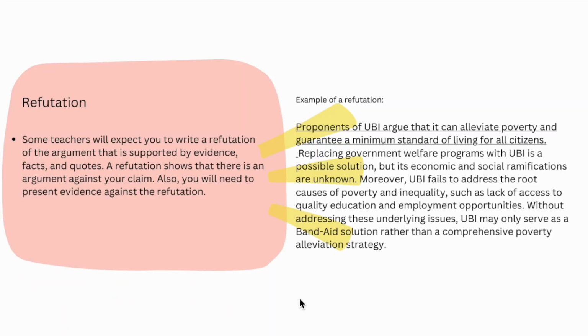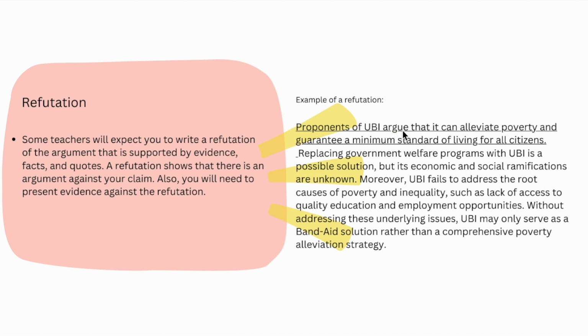Now, in some cases, your teacher will expect you to write a refutation to your own argument. And it is basically showing that there's an argument against your claim. But in this paragraph, you will also need to present evidence against the refutation in order to support your claim even more. So I'm going to read to you this example of a refutation. Again, there is a topic sentence for this paragraph, and this refutation should be included in the body paragraphs. Okay, so far this is the third body paragraph.